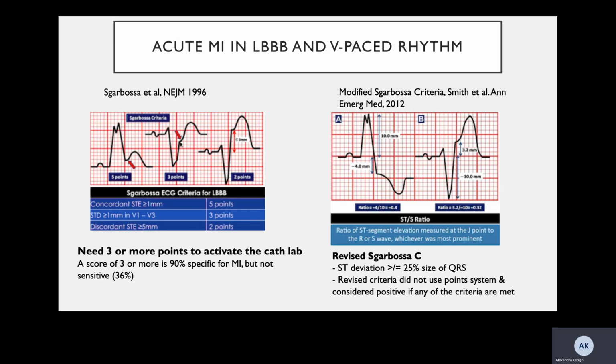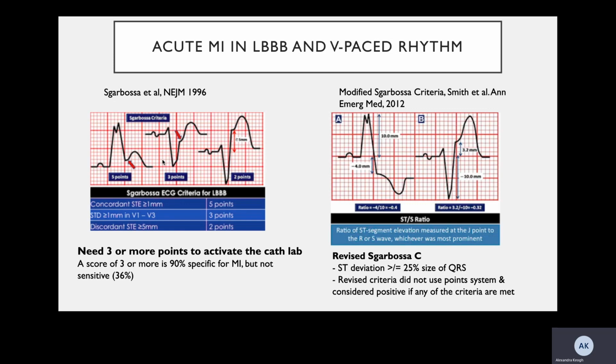So if you do see one of these things, especially concordant ST segment elevation or concordant ST segment depression, that'd be pretty specific. If you see those things, they likely have acute ischemia and likely a STEMI. So that'd be, consider activating the cath lab based on that.